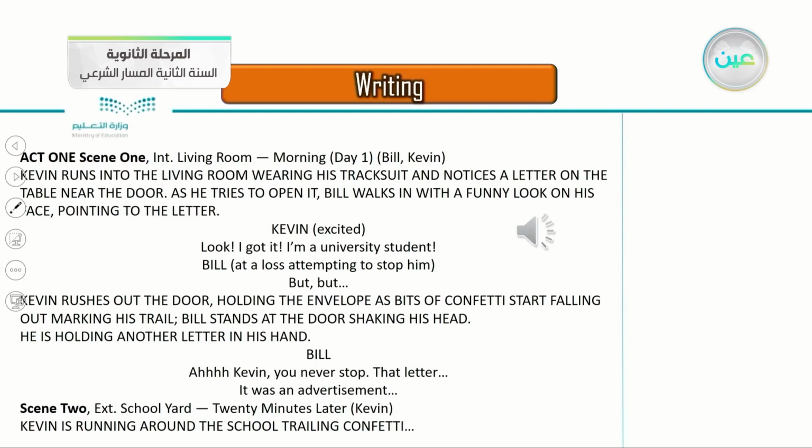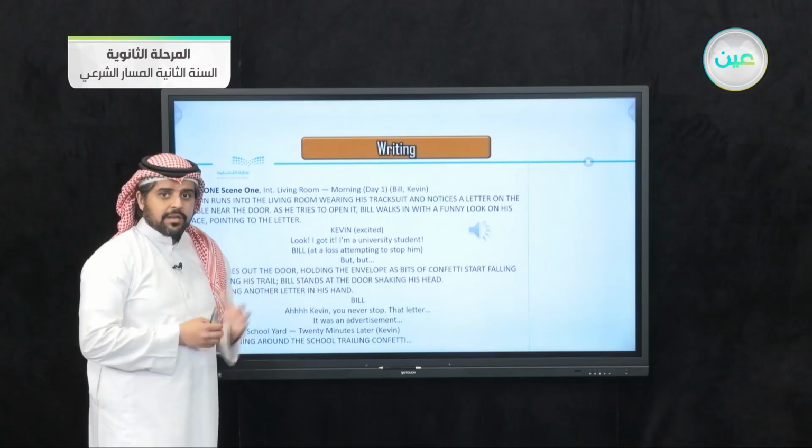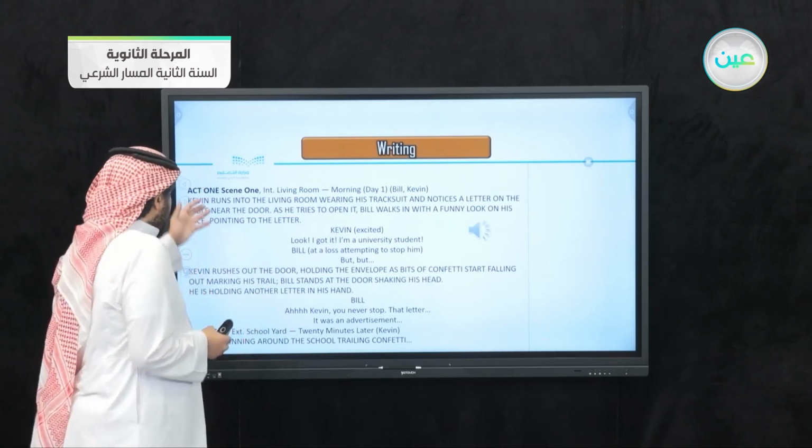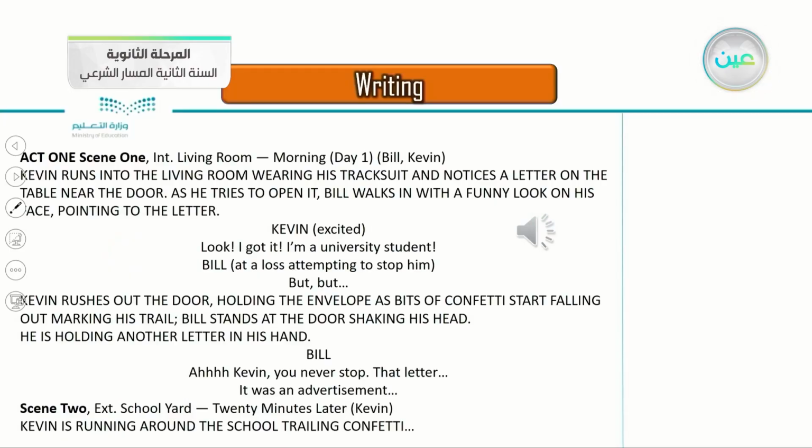So now that we have listened to it, let's read it together bit by bit. Act 1, Scene 1, interior, here in the living room. Morning, day 1, Bill and Kevin. So I think this answers a question. Kevin runs into the living room wearing his tracksuit and notices a letter on the table near the door.